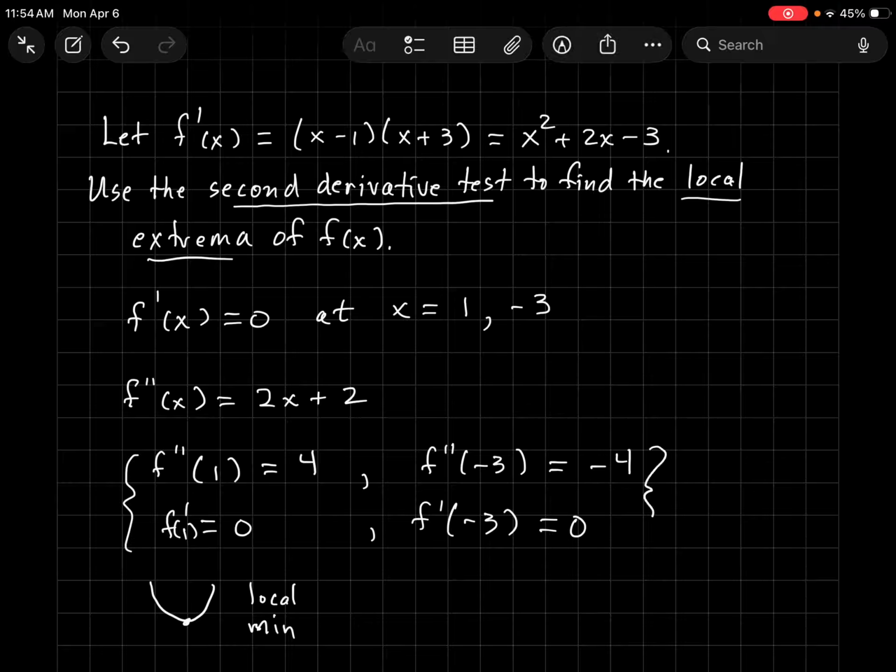On this other one over here, where the slope is 0, but the function is concave down because the second derivative is negative, this is where we have the local max by the second derivative test. So these here, what I call the curly brackets, or sometimes fancy brackets, would be our justifications using the second derivative test.